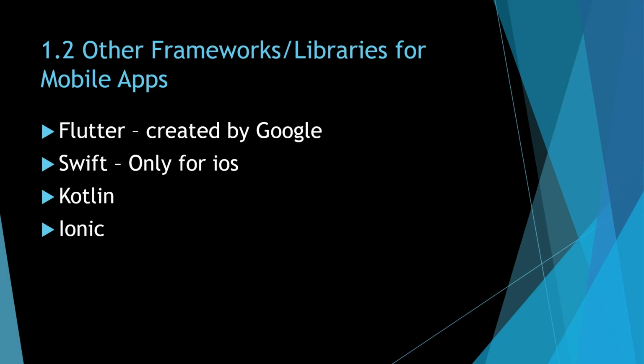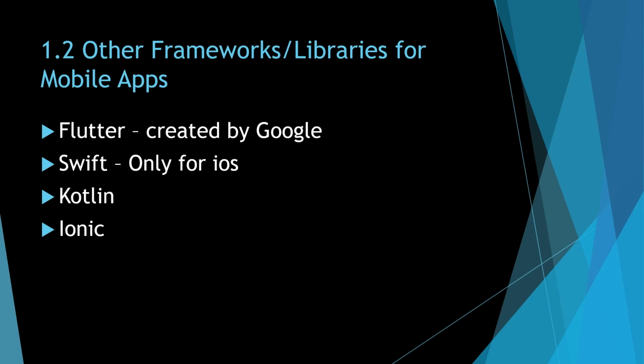Then we have Swift, which is only for iOS. Using Swift, you can only build iOS or Apple based applications. Then we have Kotlin, which is a JavaScript library for developing cross-platform applications, and we have Ionic as well. Ionic is also a JavaScript based library which we can use for creating cross-platform applications. The reason React is better is, once you learn React, you can use it for building web apps as well as mobile apps.